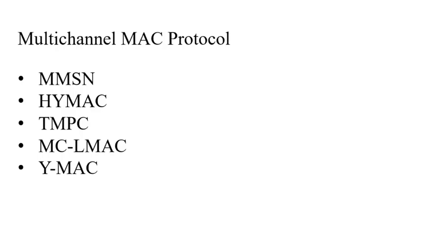In multi-channel MAC protocol, each node is assigned a particular channel to transmit the data. There are several methods to reduce the impact of interference, such as transmission power control, creating medium interference sync trees, and many more. There are many multi-channel MAC protocols available, but we are discussing some of them like MMSN, HiMAC, TMPC, MCLMAC, and YMAC. So, first we begin with MMSN.